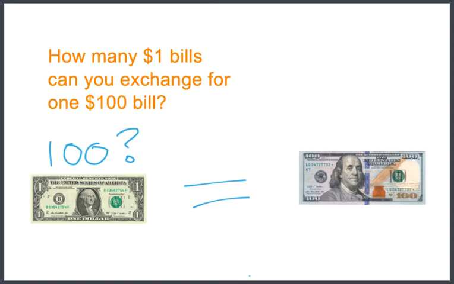What about how many $1 bills can you exchange for one $100 bill? I did not display 100 $1 bills. That is a lot. But if you know that a dollar bill is worth 1, you would count by ones, or maybe you just know that one $1 bill, if you have 100 of them, it's going to take you 100. 100 $1 bills equals one $100 bill.